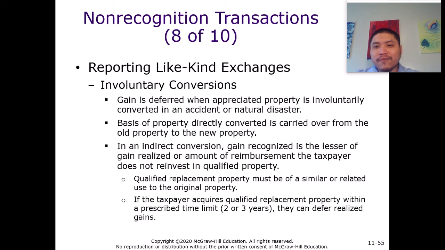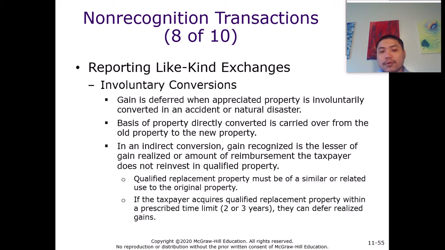what can be considered as a qualified property? A qualified property has to be similar and related in use to the original property. And the taxpayers have to acquire the qualified replacement property within a timeline. Usually it's 2 to 3 years, if they want to defer the realized gain, right?